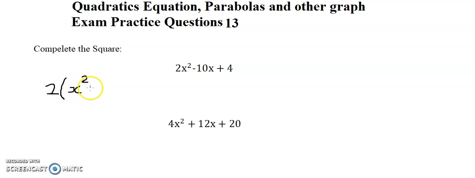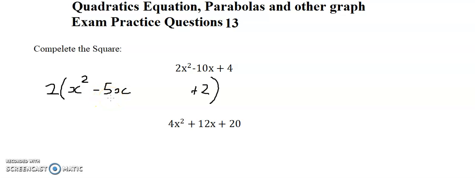2x squared divided by 2 is x squared. Negative 10x divided by 2 is negative 5x. And then I've got plus 4, but because I divide that by 2, it is 2. The next thing we are going to think about is I'm just going to move my bracket over. Now we want to add and then minus something, and that's going to be determined by our negative 5, our b.